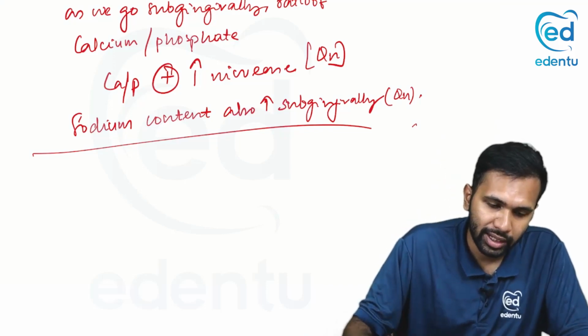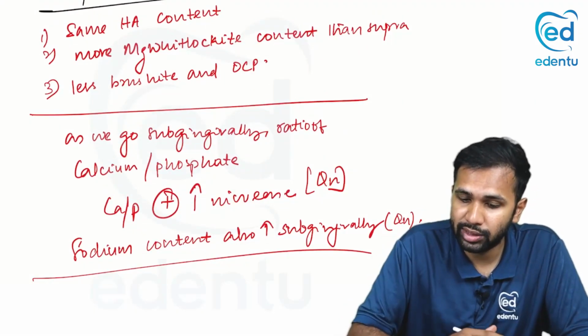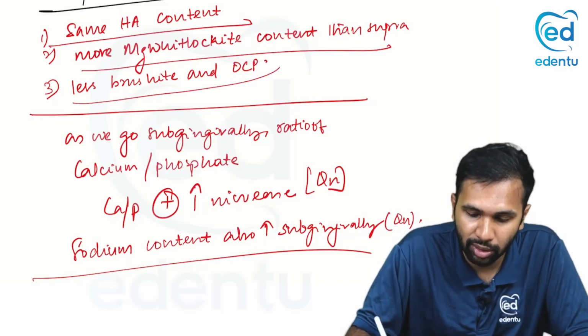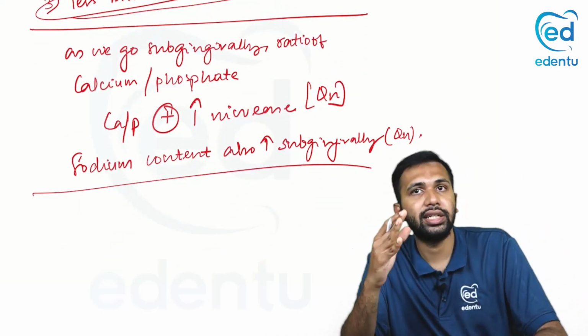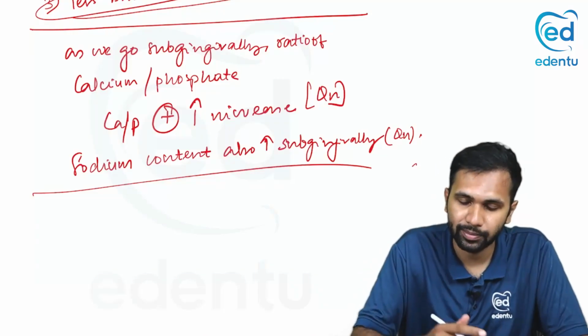All right. Next, the difference between subgingival and supragingival should be important. Same hydroxyapatite, more magnesium whitlockite, and less amount of brushite and octacalcium phosphate. As we go subgingivally, calcium phosphorus ratio is increased and the sodium content is also increased.